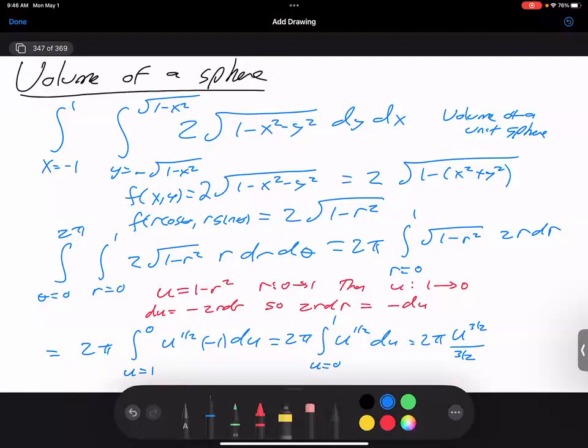This is how I think about it in my mind. I'm increasing the power of u by 1. It's going to bring down a 3/2. So if I divide by 3/2, that will cancel. I now evaluate this at 0 and 1.